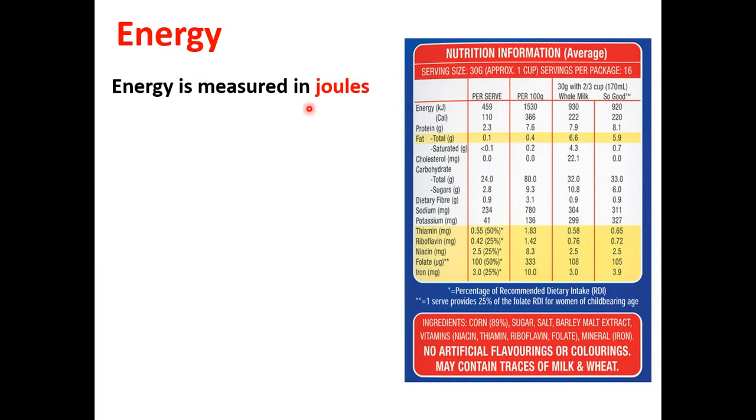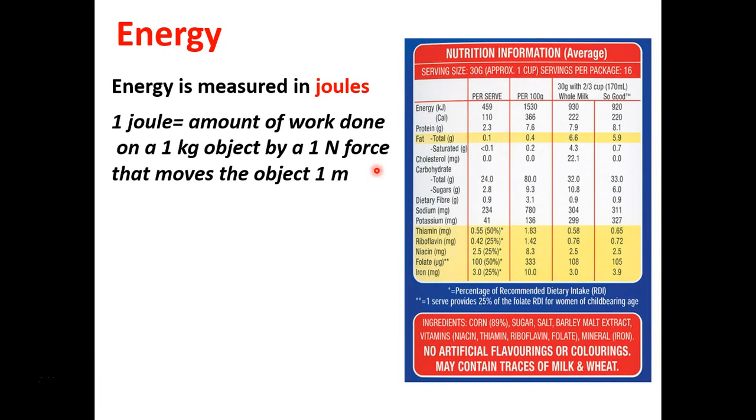Energy is measured in the unit that we call joules. So you've probably seen energy measurements on nutrition panels like this, on foods, telling you how much chemical energy is contained within that food. You don't need to write this down, but the definition of a joule is the amount of work done on a 1 kilogram object by a 1 Newton force. So remember, force is measured in newtons. So if a 1 Newton force is applied to a 1 kilogram object and moved 1 meter, then that is 1 joule of energy. And work is also measured in joules, so that's 1 joule of work.